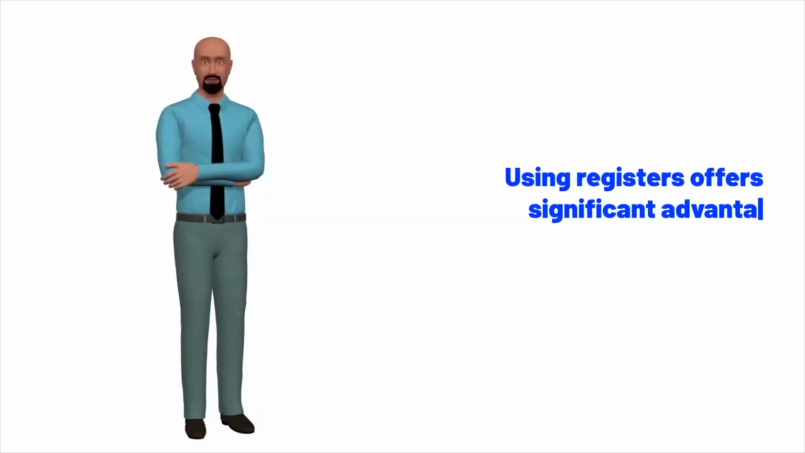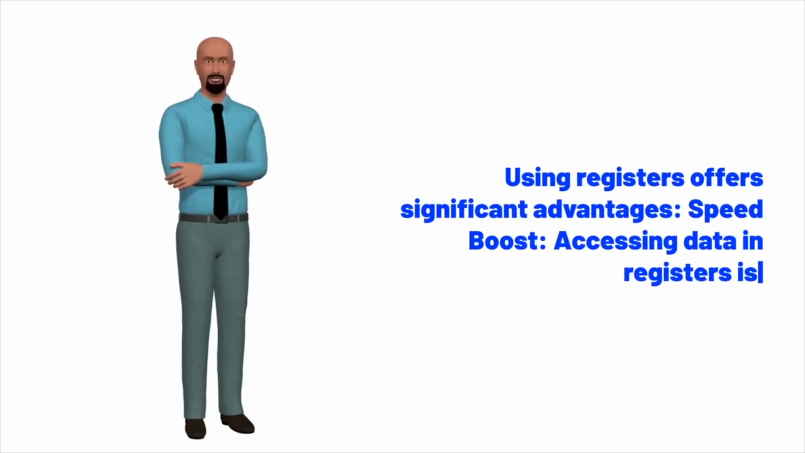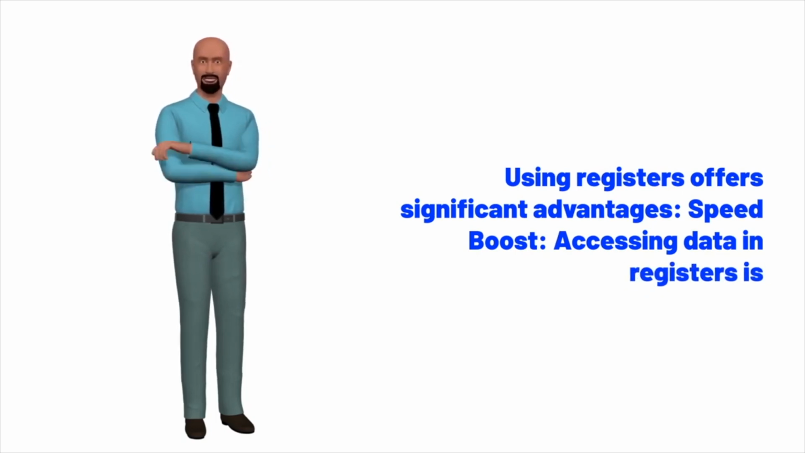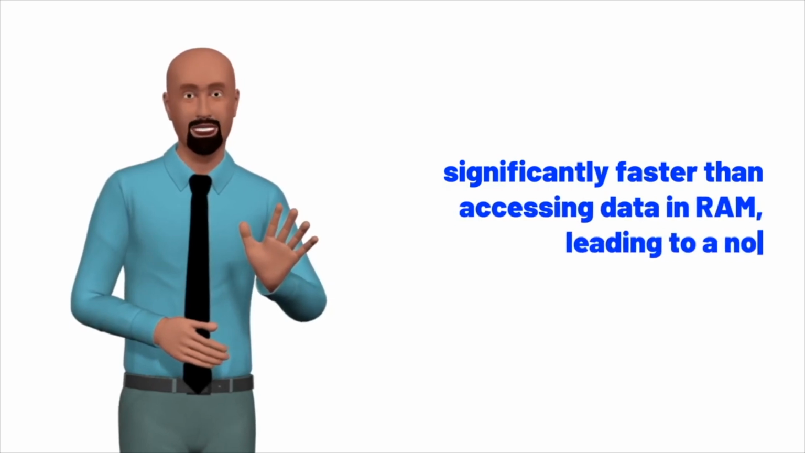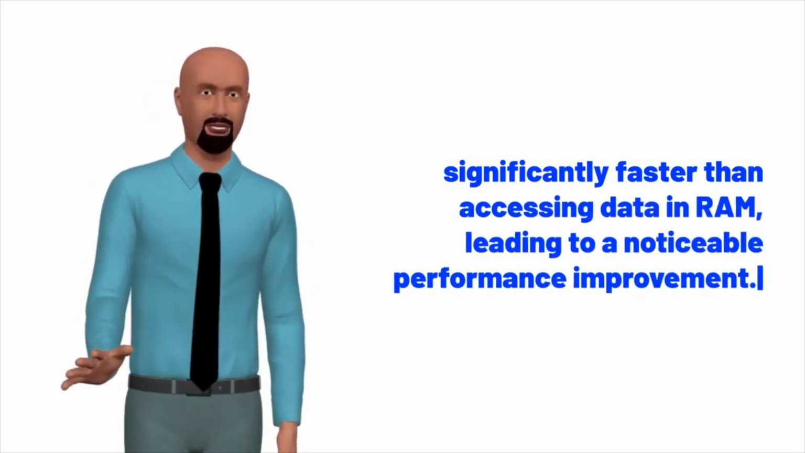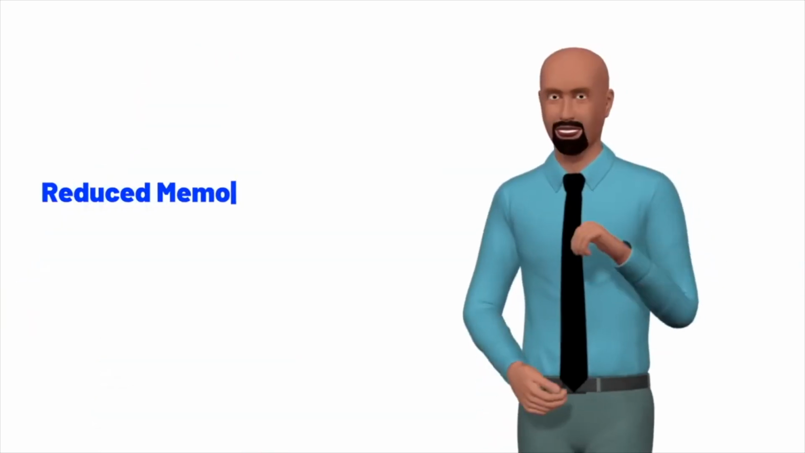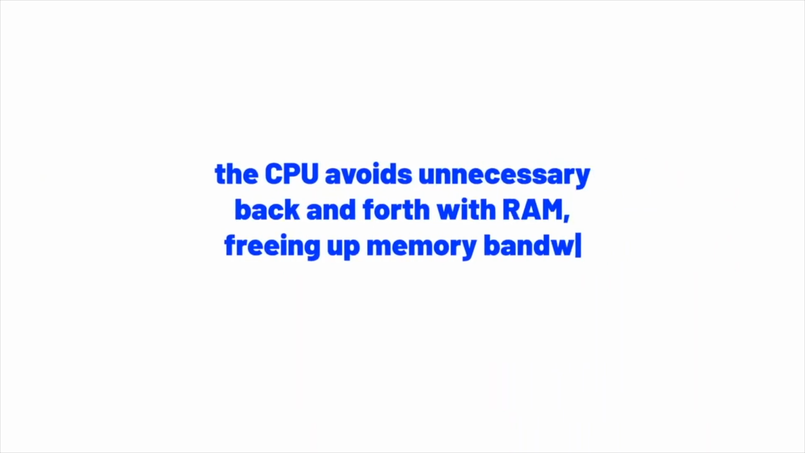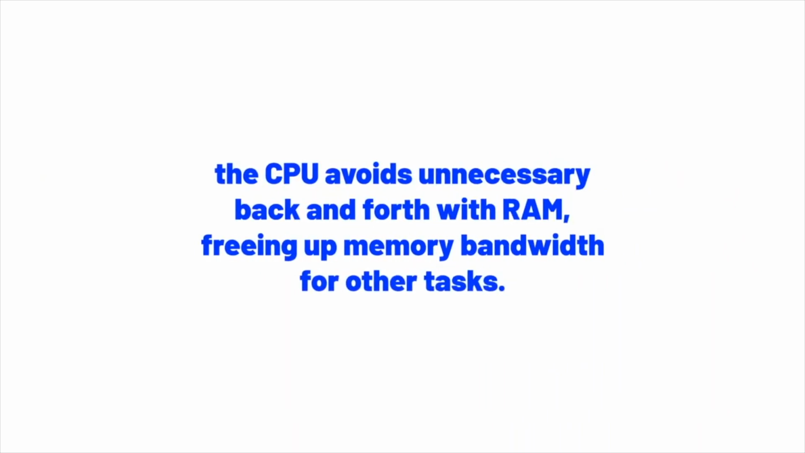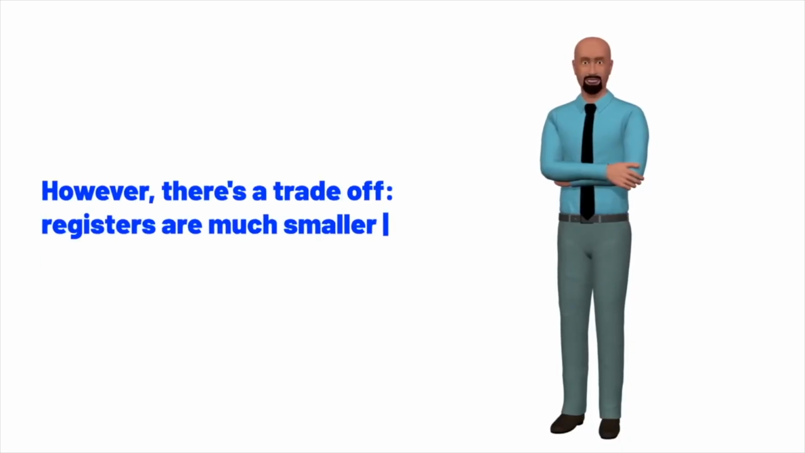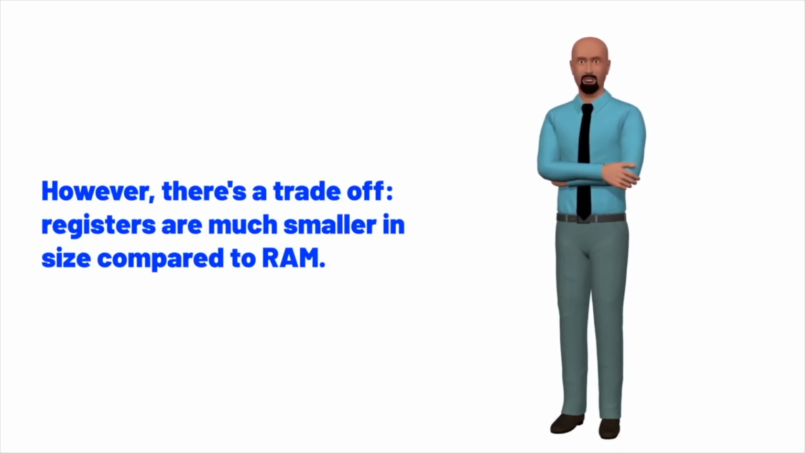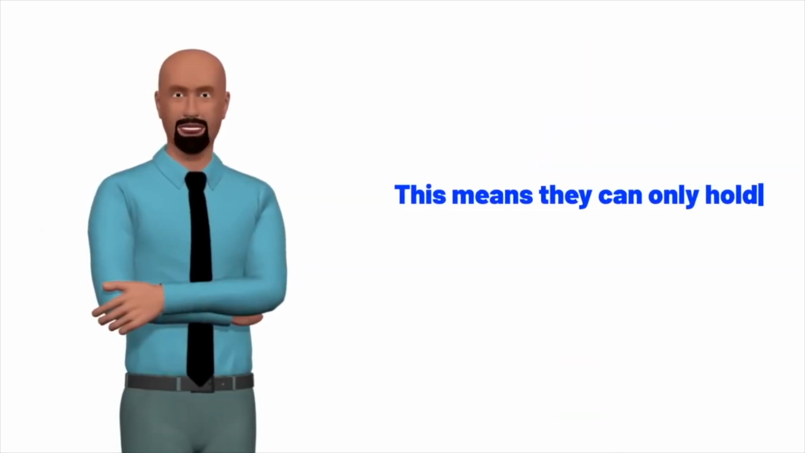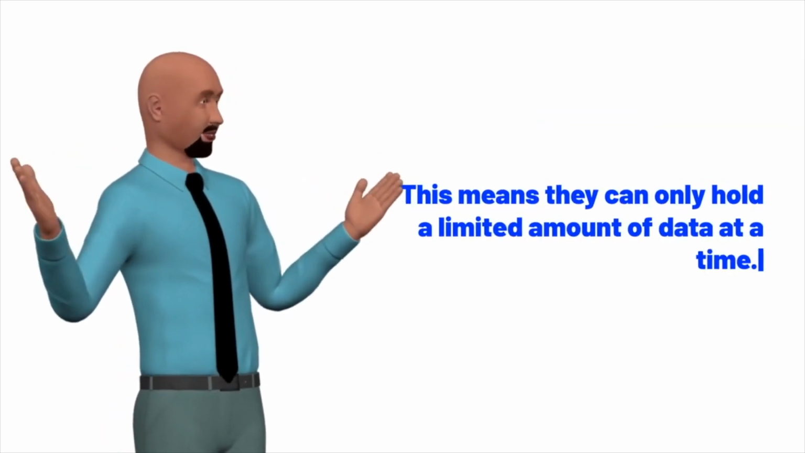Using registers offers significant advantages. Speed boost. Accessing data in registers is significantly faster than accessing data in RAM, leading to a noticeable performance improvement. Reduced memory traffic. By keeping frequently used data close at hand, the CPU avoids unnecessary back and forth with RAM, freeing up memory bandwidth for other tasks. However, there's a trade-off. Registers are much smaller in size compared to RAM. This means they can only hold a limited amount of data at a time.